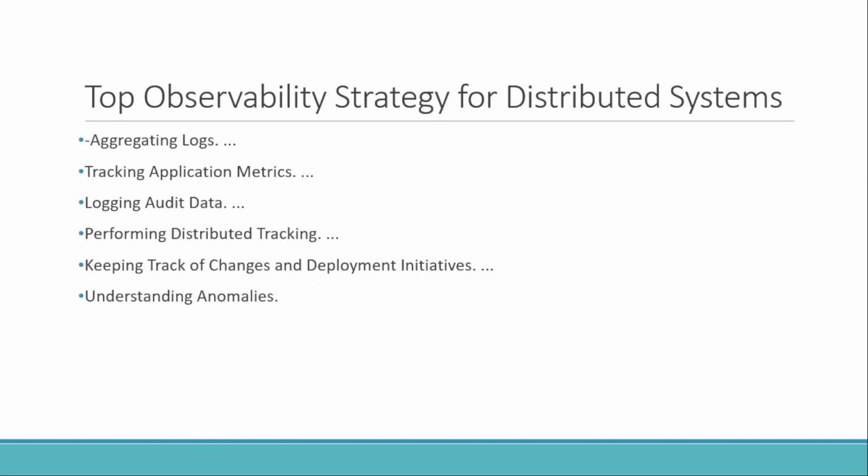And similarly, we should be able to perform distributed tracking. A distributed system consists of multiple nodes working together in a loosely coupled architecture. If one of the nodes fails, the remaining nodes can continue to operate without disrupting the overall computation. Similar to that, we should be able to perform distributed tracking on these versatile, heterogeneous nodes, and we should also be able to keep track of the changes and the deployment initiatives.